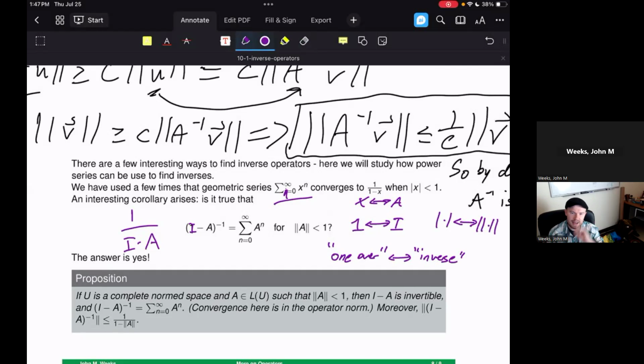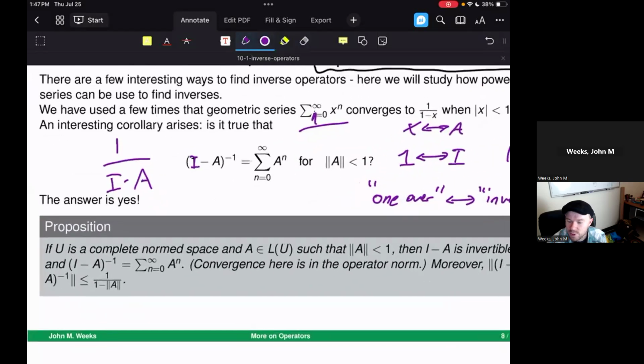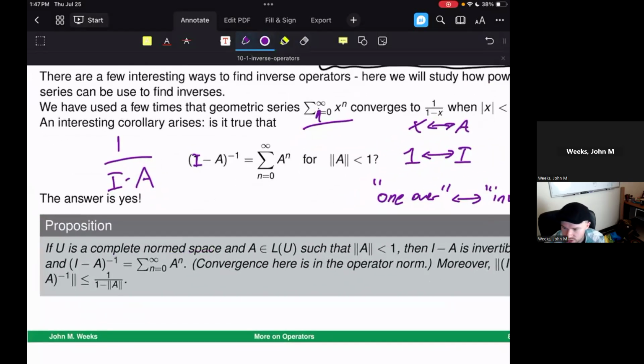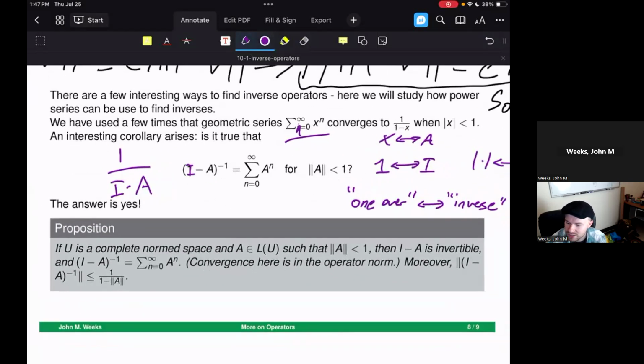Each of these concepts connects to another concept we've been using for geometric series. And an interesting corollary arises. Is it true that this sum exists? And the answer is yes, it absolutely does. Whenever you have a complete normed space, that is, when you're looking at a Banach space, and you have an operator with a norm strictly less than 1, then the operator I minus A is invertible. And in fact, its inverse can be calculated as the infinite sum of operators of the form A to the n, as n goes from 0 to infinity.